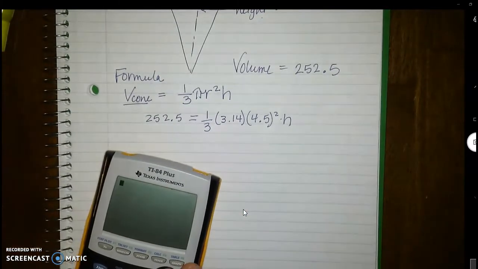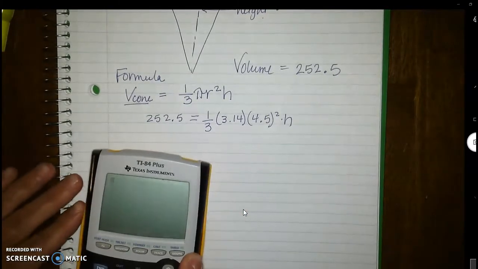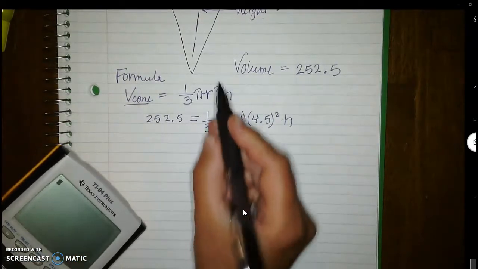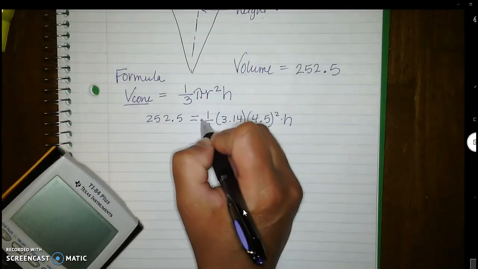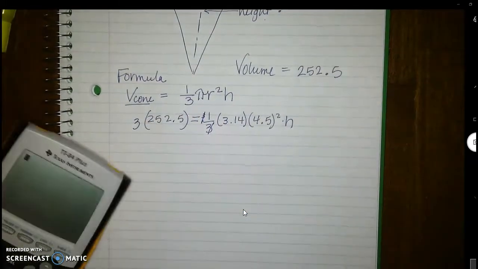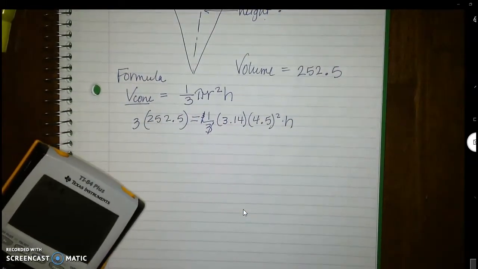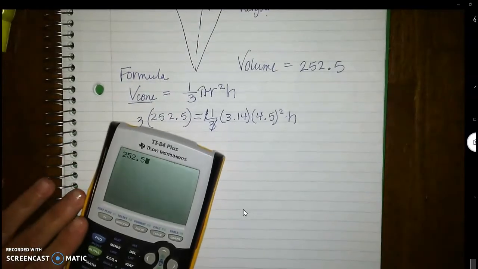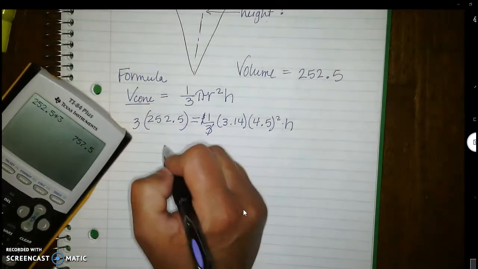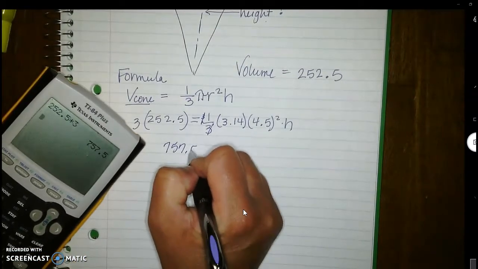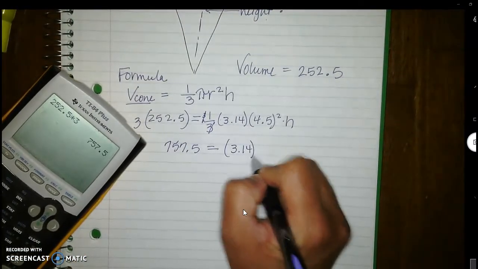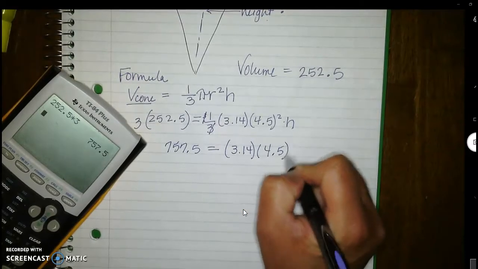Personally, when you go to solve this, I think the easiest thing to do is to get rid of the fraction first. So I'm going to multiply by 3, and when I multiply by 3, that disappears. So I'm going to multiply 252.5 by 3. I'm just typing that in, 252.5 times 3, and I get 757.5. So this is going to equal whatever 3.14 times 4.5 squared is.